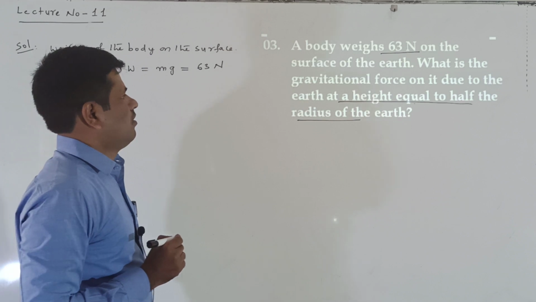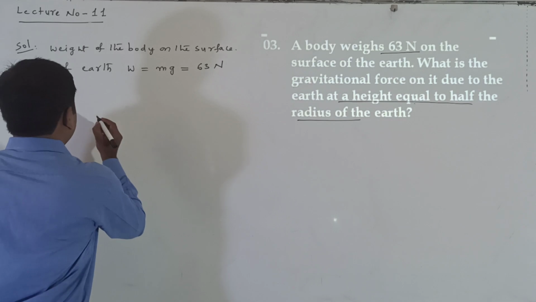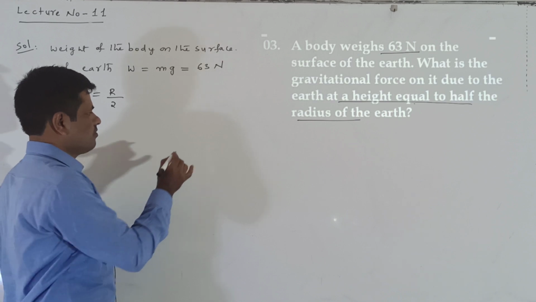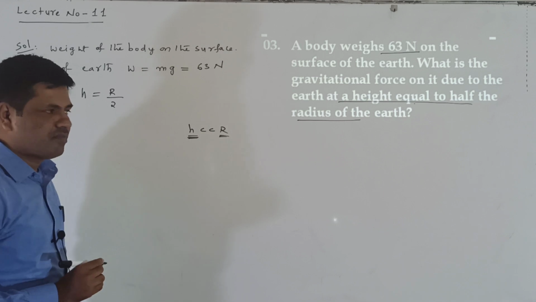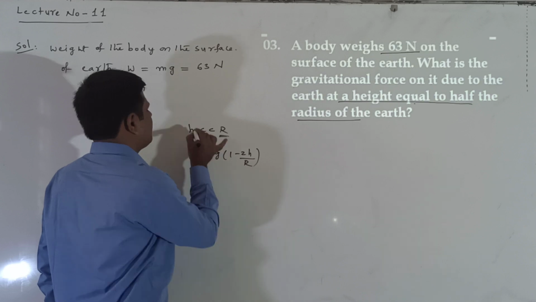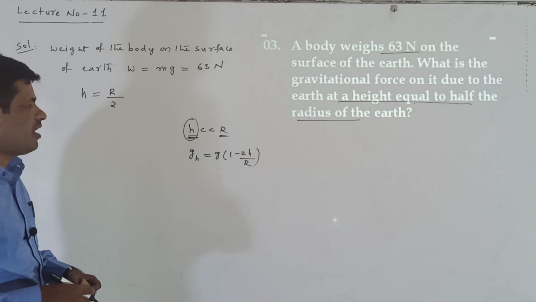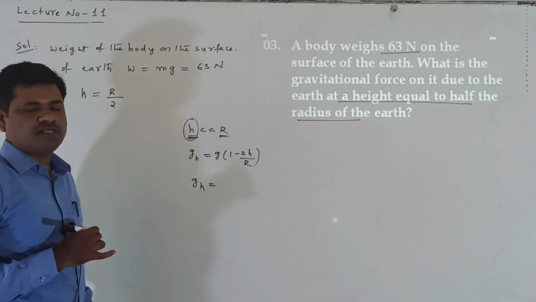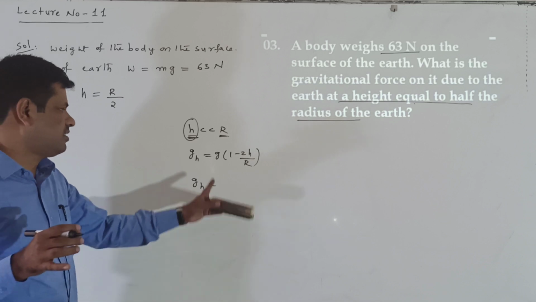Next, what is the gravitational force on it due to the earth at a height equal to half of the radius? Here the height is equal to half of the radius, which means h = R/2. Suppose h is less than R, meaning h is very small in comparison to the radius. We know the formula gh = g(1 - 2h/R) is used when h is very small. But here the h value is not very small, it is half of the radius. For any height, one formula is there. We have already discussed in previous classes that this one is for h less than R. When h is very small in comparison to the radius, use this formula.